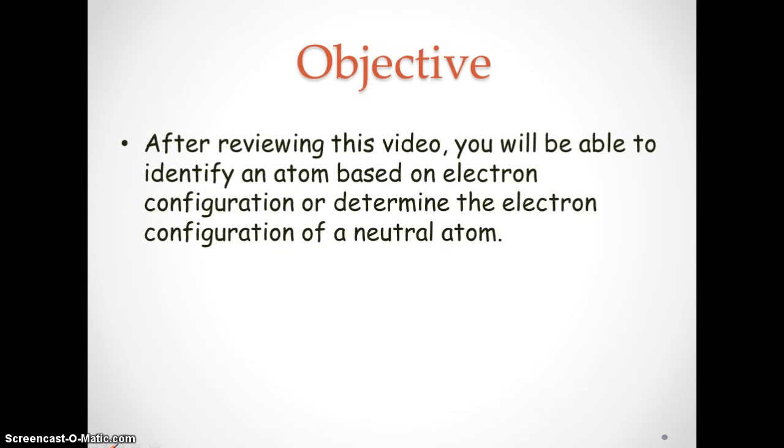After reviewing this video, you'll be able to identify an atom based on electron configuration or determine the electron configuration of a neutral atom.